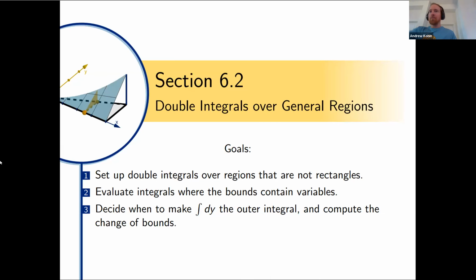Hey everybody, this is lecture 6.2 on double integrals over general regions. In the previous lecture, we learned about double integrals that captured volume under the graph of a multivariable function, or at least for us, a two-variable function f of x y. And in that video, the only examples we did were over rectangular regions where the x and y bounds a, b, c, and d in our iterated integrals were all constants.